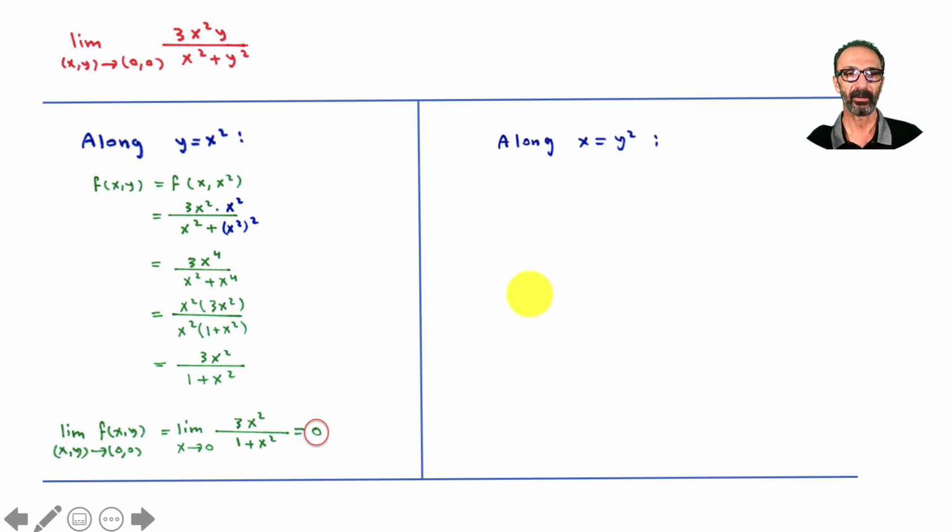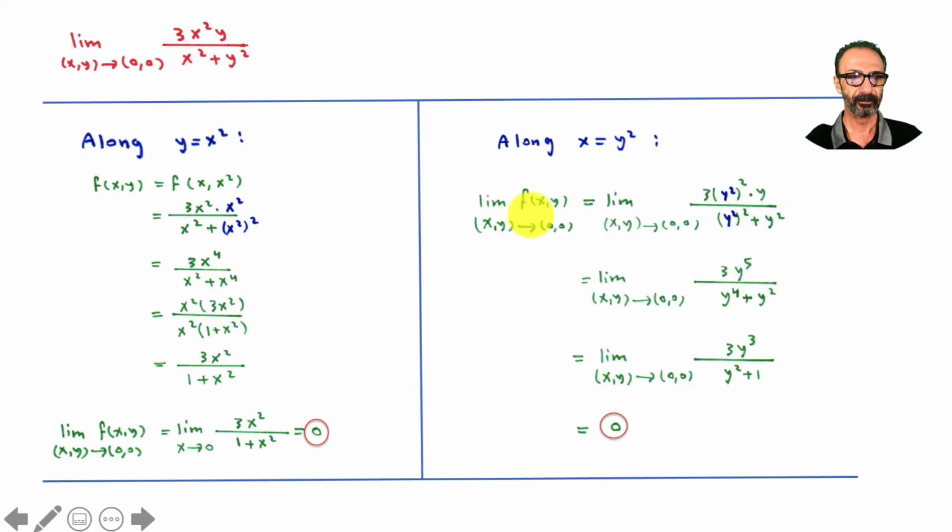Let's go along x equals y to the second, the parabola that opens to the right. Now, instead of x, write y to the second. This time I had the limit in my way. Simplify, factor out y to the second and cancel it, because you can. 0 over 0 plus 1 is 0. So now what?